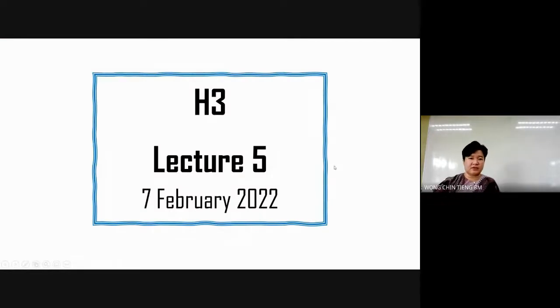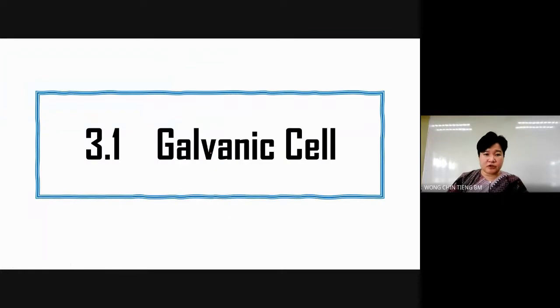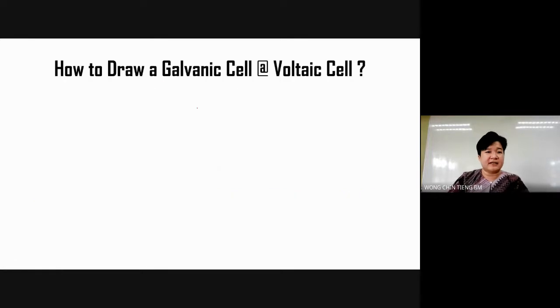Okay, so we will start on your lecture 5 today. Talking about your topic 3, we will try to cover your 3.1 galvanic cell. In your topic 3, you will have 3 subtopics: your galvanic cell, Nernst equation, and your electrolytic cell. And all of them are under electrochemistry. So first and foremost, we'll look at your galvanic cell, and the most basic thing is how do I draw a galvanic cell?